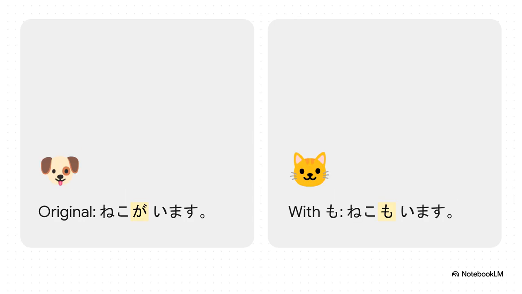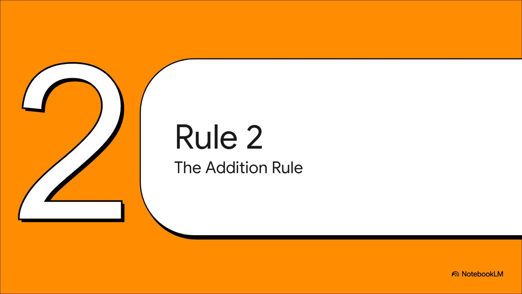And one last example for this rule using the subject marker ga. You might say, inu ga imasu, there's a dog. Now, to add that there's also a cat, you just switch neko ga imasu to neko mo imasu. Again, mo just steps right in and takes over for ga. Super consistent, right?